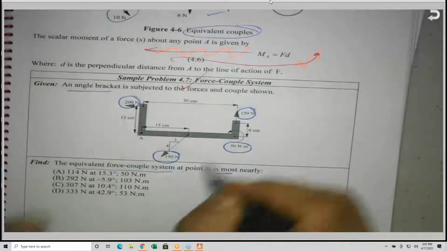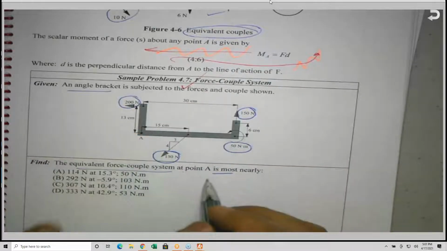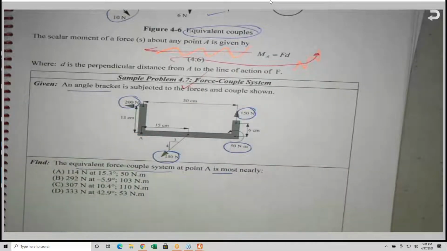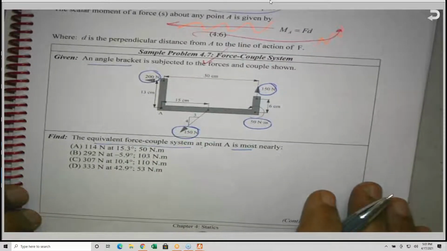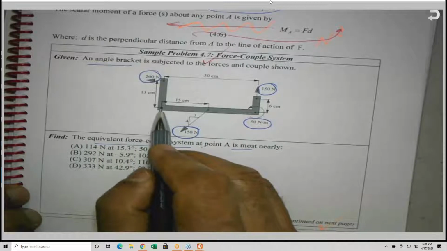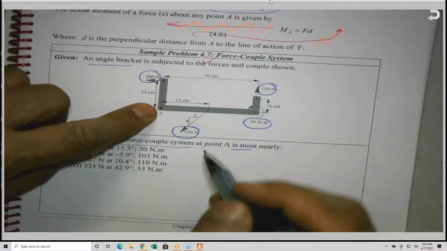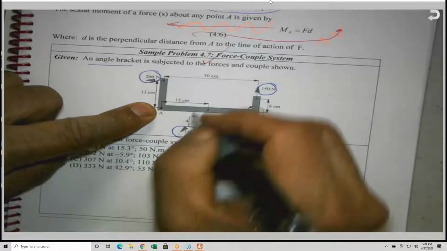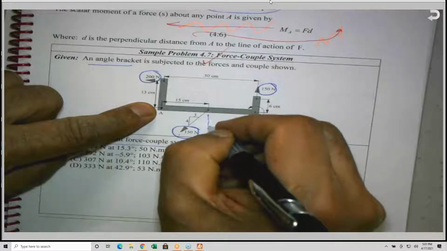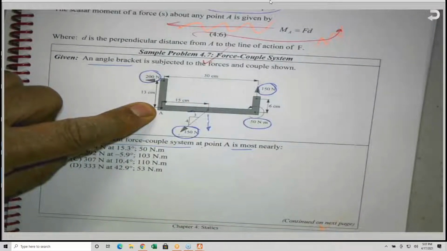So if I'm going to replace the whole system with one force and a couple, what should I get, or what should be the value? So when you sum moment about A of all these forces, I need you to remember this is a slanted, or inclined, force. So in this case, I have to replace it with two forces, one parallel and one perpendicular.